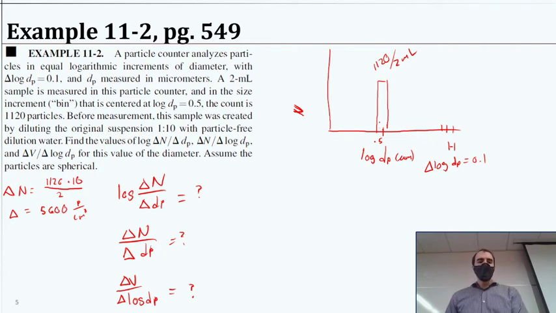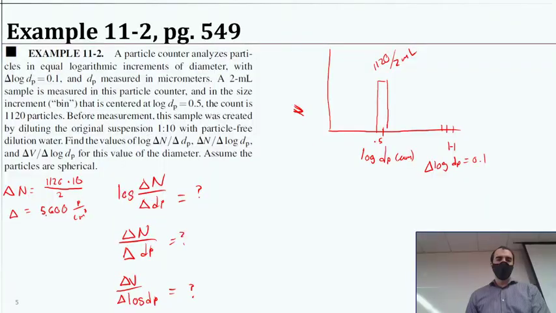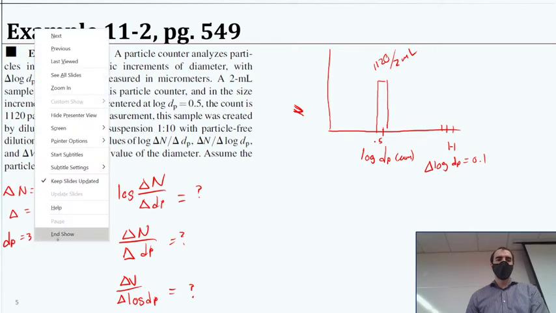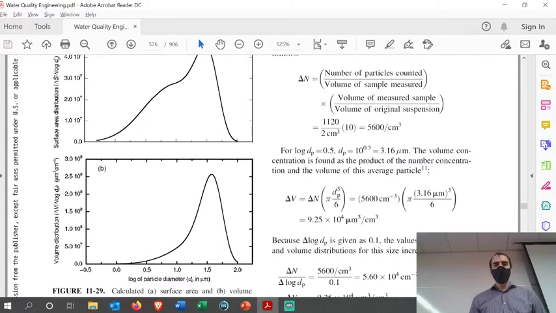And that's our bin. Given that, we can figure out what diameter we're talking about, and that's what they're doing here. From log dp equals 0.5, that means dp equals 10 to the 0.5. So the diameter of the particle is 3.16 micrometers. Okay, so we've got that part.